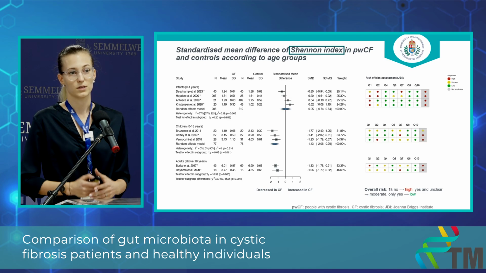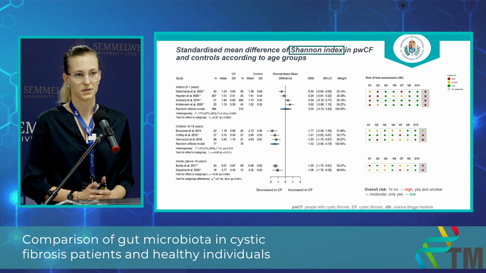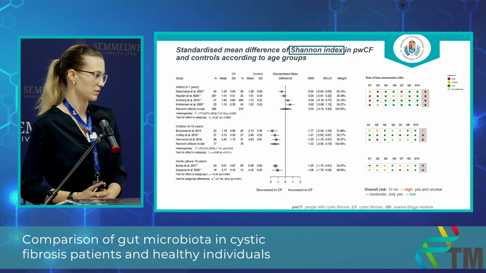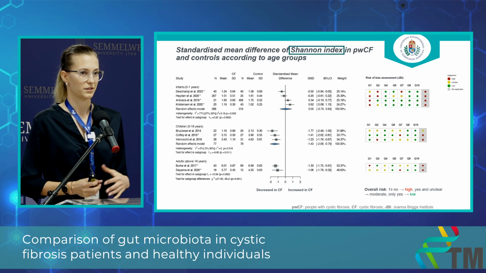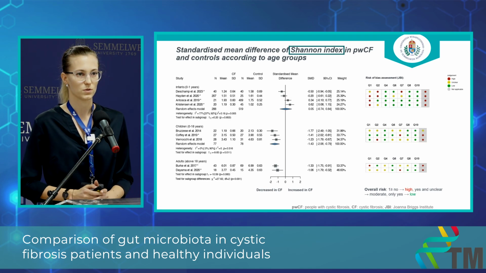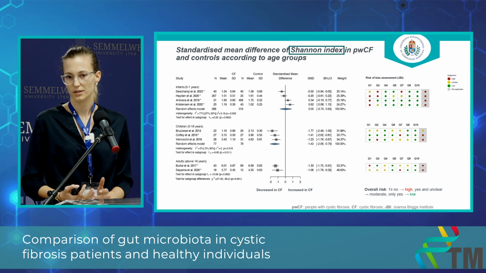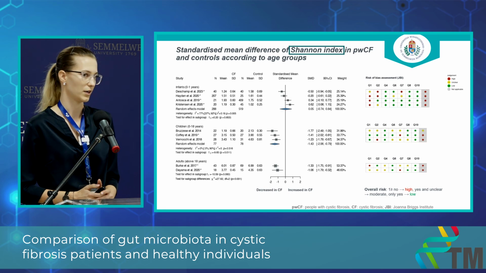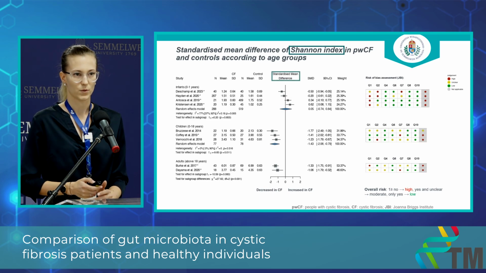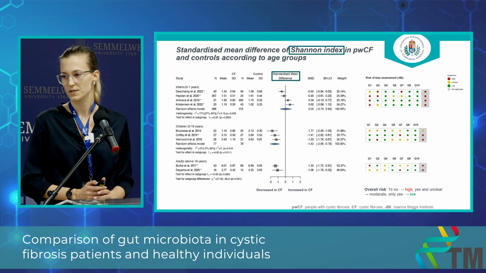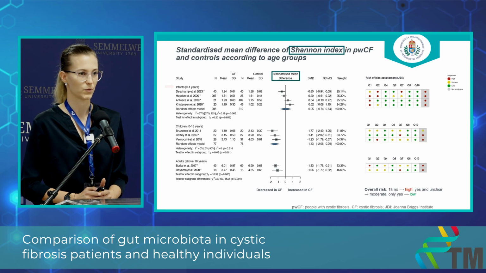So let me start with our alpha diversity results. The Shannon index is an alpha diversity measure. It takes bacterial richness and evenness into consideration as well. It ranges from 0 to infinity, with the higher numbers indicating a higher diversity. We have calculated standardized mean differences between the CF group and the control group.